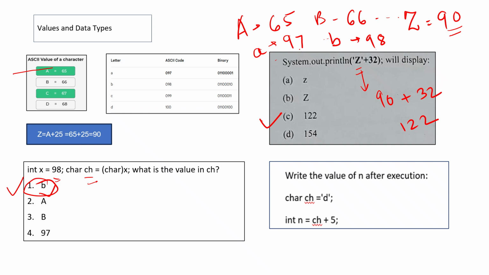Write the value of n after execution. My character ch is d. If I start with A as 97, B 98, C will be 99 and D will be 100. So char ch is 100, plus 5, that is 105. So my int n will be 105. This is my output. Hope you have understood how a character holds an ASCII value.